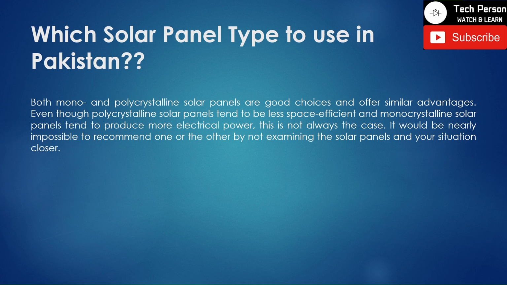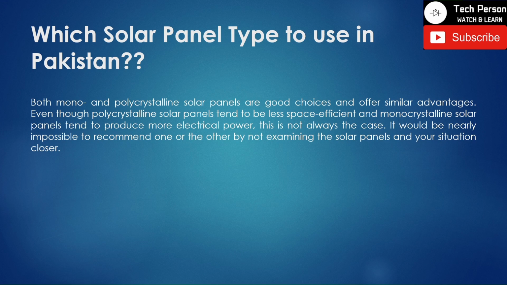But if you are in KPK, or even in Quetta, where the temperature will go to negative also, for those areas you need to consider other panels. So it's totally up to the area where you are living.